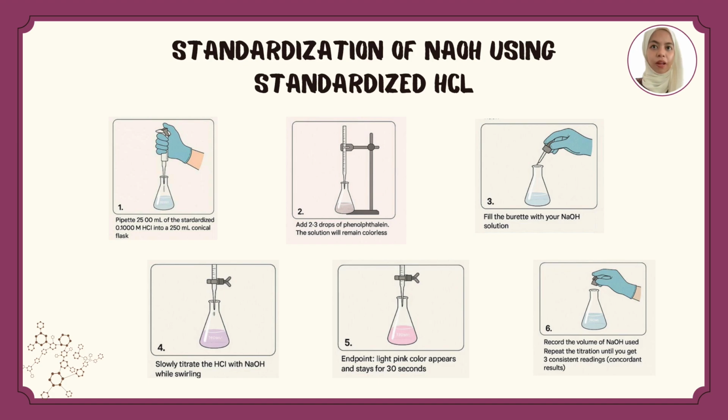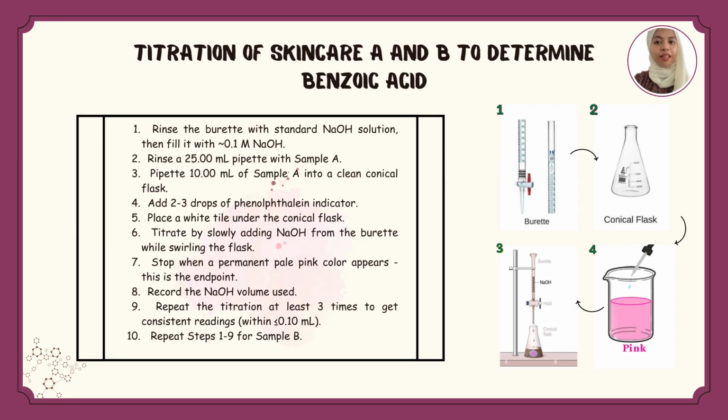And the next step is fill the burette with your NaOH solution, then slowly titrate the HCl with NaOH while swirling. The light pink color appears and stays for 30 seconds. And the last step, we must record the volume of NaOH used, then repeat the titration until you get 3 consistent readings. So next, we look through titration of skincare A and B to determine benzoic acid.